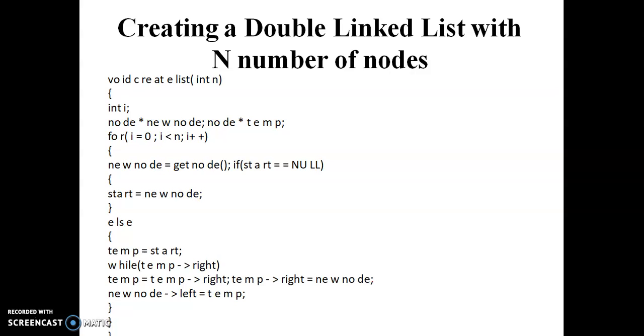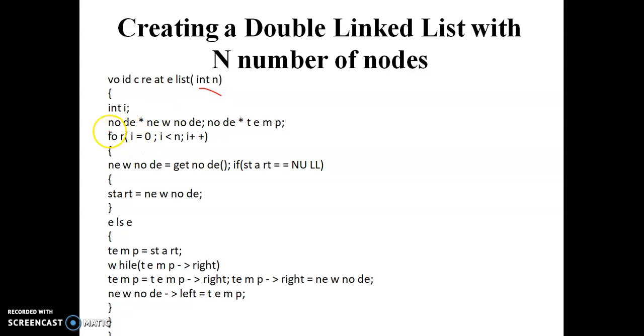Next, this is the creation of n number of nodes in a double linked list. Say if I want to create a linked list with n number of nodes, the n may be 3 or maybe 4 or maybe 5. So we can pass some n value, and with that number of nodes we can create a double linked list. This is the function to create the double linked list, and here we pass an argument as the n value.